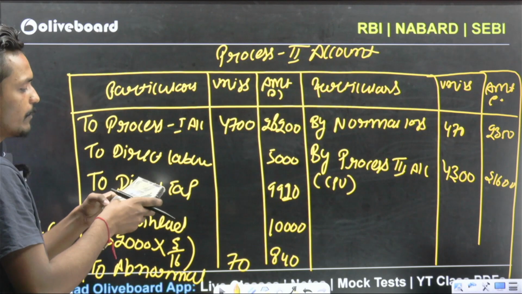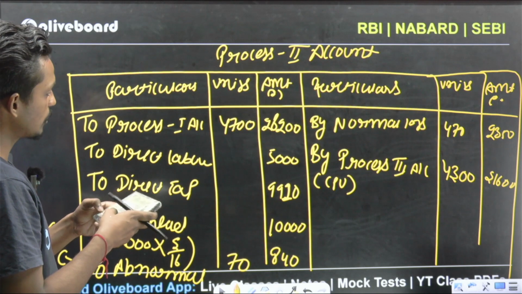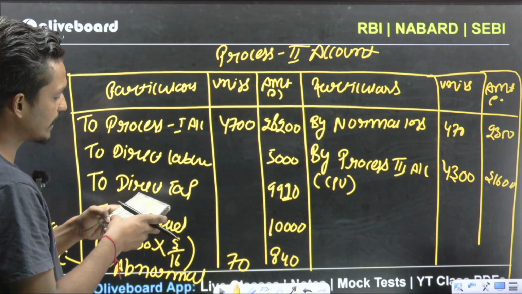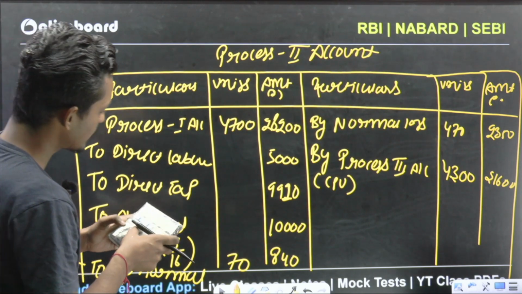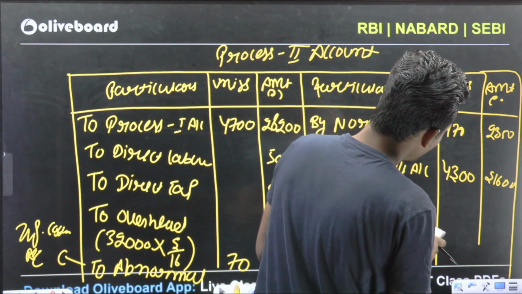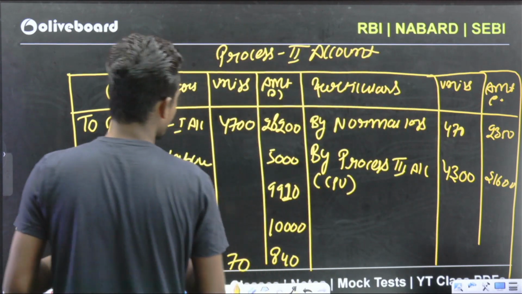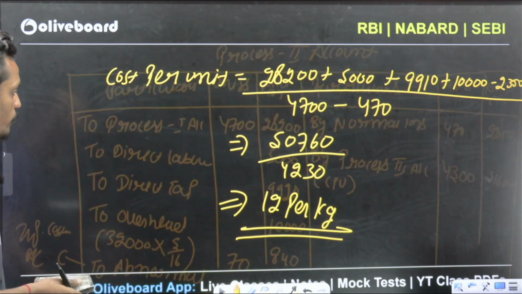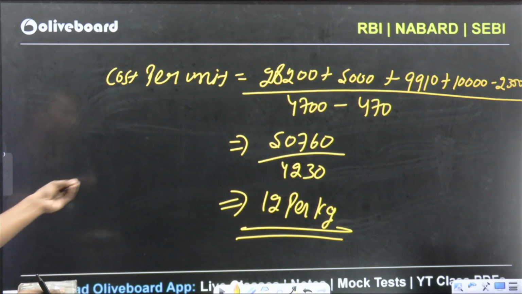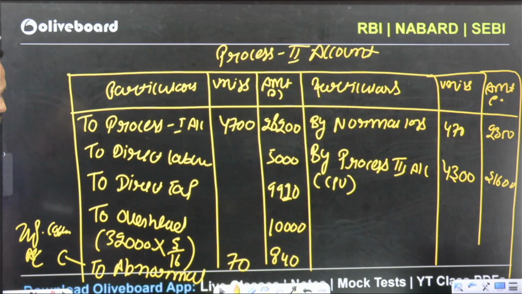Now you can see here your accounts will be matched. 28,200 plus 5,000, 9910, 10,000, 10,000 plus 840 minus 2350 minus your 5160. So yes, you are able to get your account closed. You can see here I am able to calculate all the accounts, of my abnormal loss and the process second account.